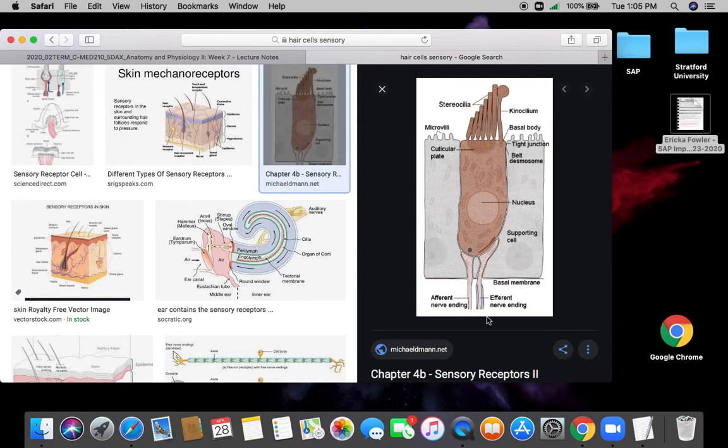Okay, and of course you have an efferent nerve ending. Because wherever you have a sensory tract going up into the brain, you have a descending tract that goes down as a form of effector, like a motor response.